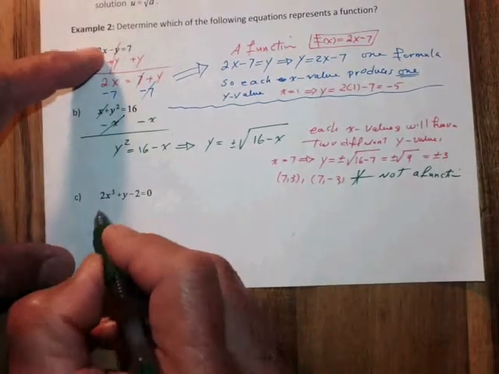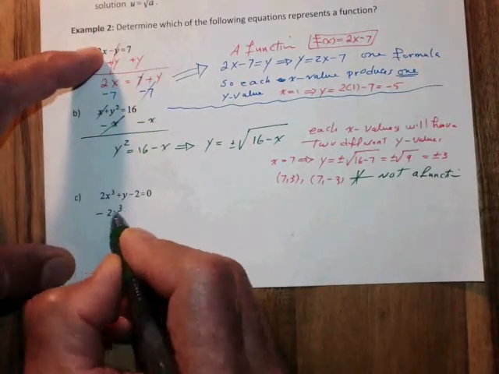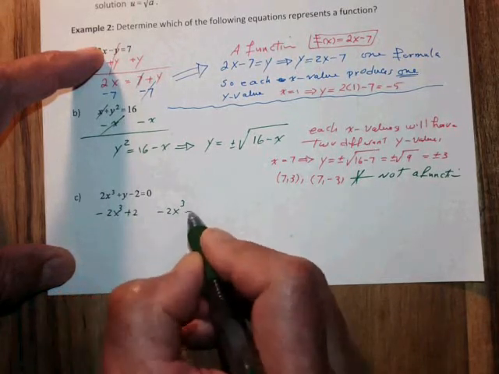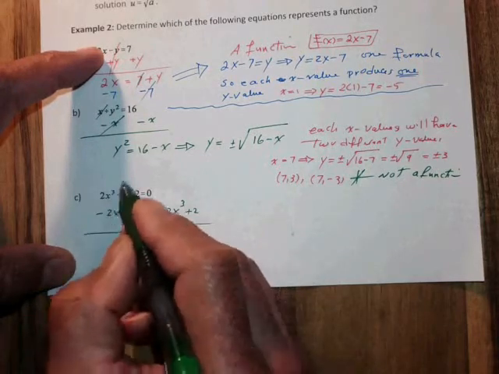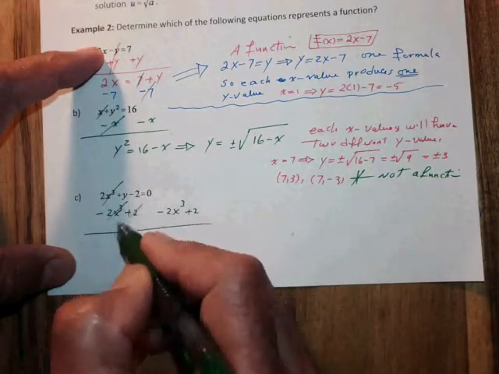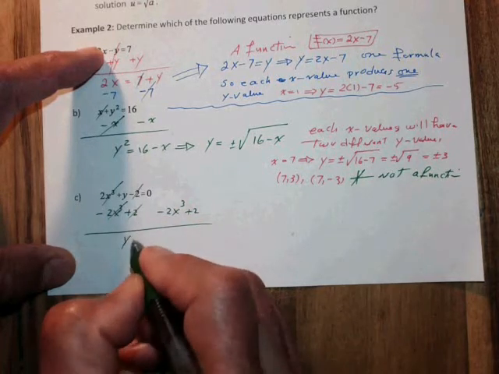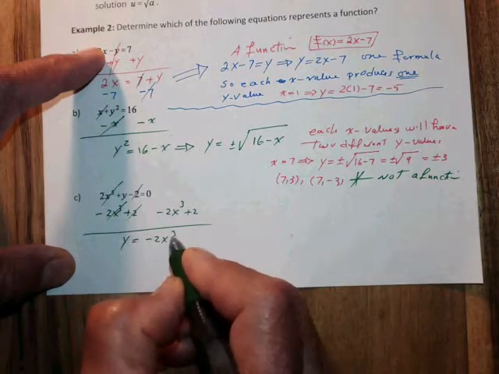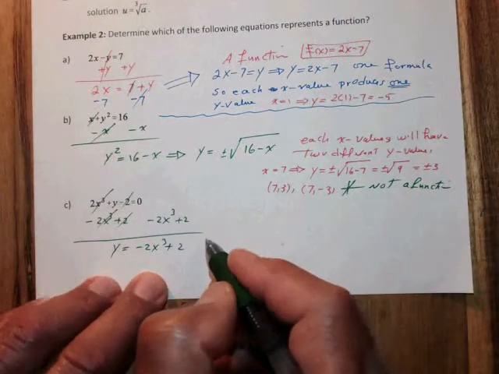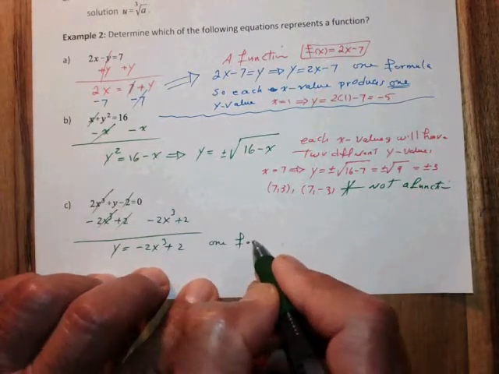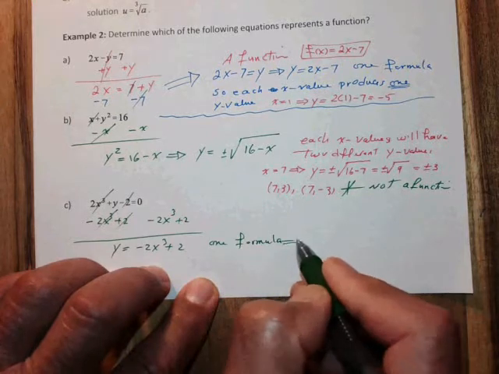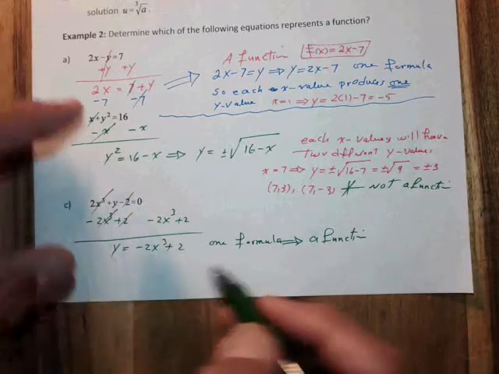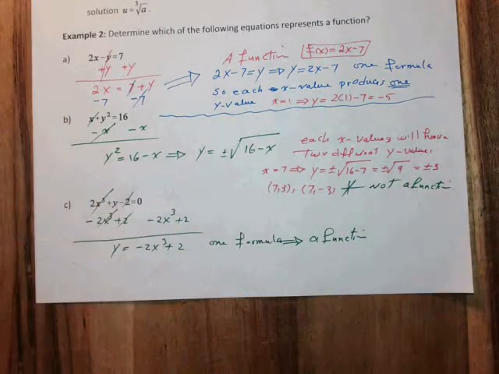To solve for y, I subtract 2x cubed from both sides, and I add 2 to both sides. So what happens, this 2x cubed cancels this, 2 cancels negative 2, so on the left side I'll be left with y, and on the right side I get negative 2x cubed plus 2, and this is one formula. So that means it's a function, because every x produces one and only one y value.